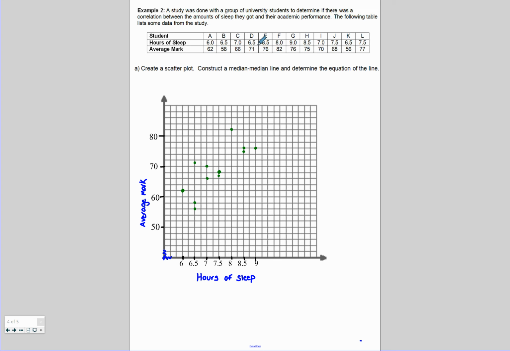And you'll notice that these aren't in order. So I need to put them in order. So the first one is 6 and 62. Second one is 6.5 and 56.